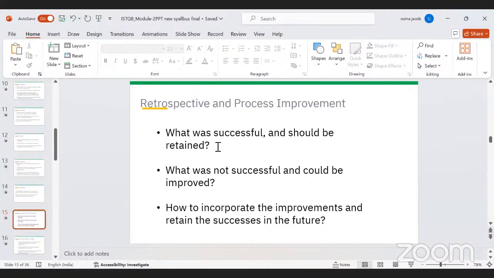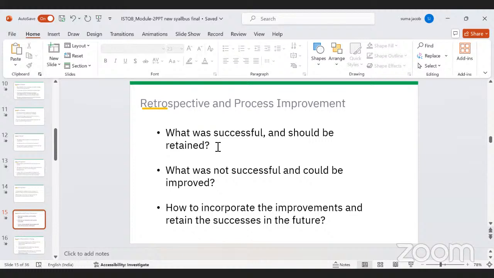It is not just the testing team. All the members who were involved in the user stories in that particular sprint will be part of the retrospective meeting, and they will put in all the different success factors that could be retained for the future sprints as well. So that is the first point.